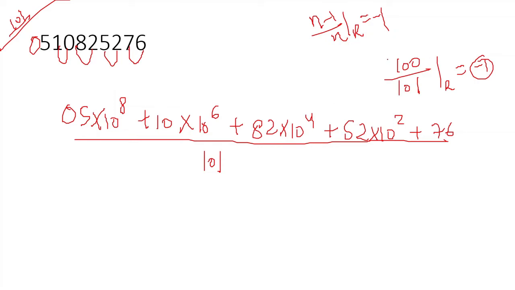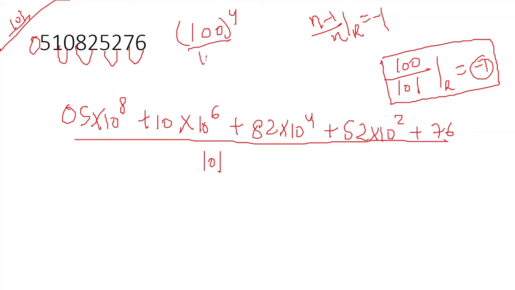And you know that if you divide 100 by 101, you get -1 as a remainder. Now this number is like this, this number is like this. So for this, if the remainder is -1, it will become positive. So this will come as a positive 1. And for this, 100 to the power 3, it will come out as a -1.